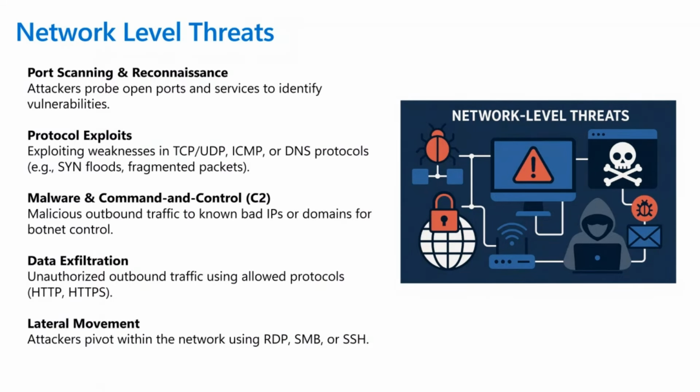Here, the attackers try to sneak out sensitive information via authorized protocols like HTTP or HTTPS, making it harder to spot without the right defense in place. And finally, there's lateral movement. Once inside, attackers often attempt to move across the network using methods like RDP, SMB, and SSH to access other systems and expand their reach.